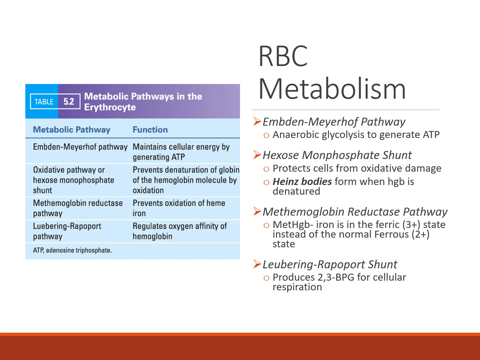So the last is the Luebering-Rapoport shunt, and remember, that is the part of the red blood cell metabolism that produces 2,3-BPG so that we can release oxygen or hold on to it based on the need.